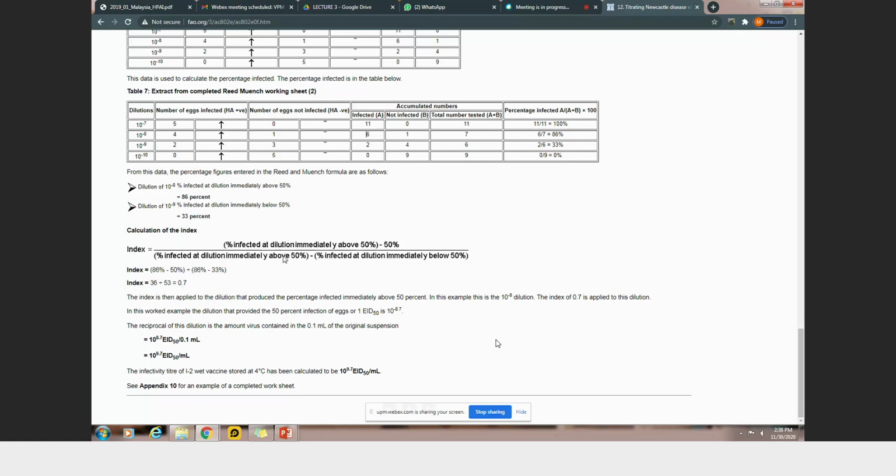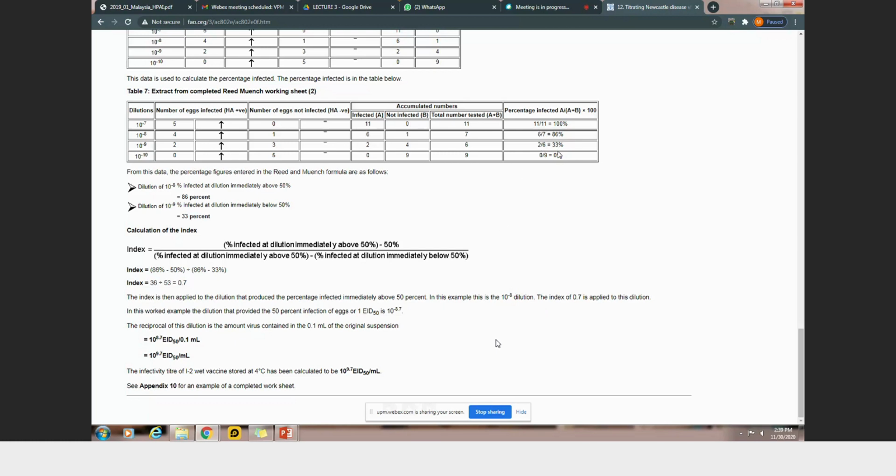So 86 above 50 minus 50. This 50 just follows from the formula, divided by percentage above 50 minus percentage below 50. So 86% minus 33%. So you will get index of 0.7. So index of 0.7, okay, and this index will be useful. I'll show you how.